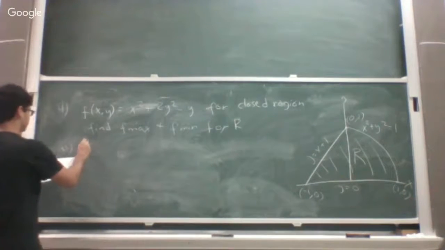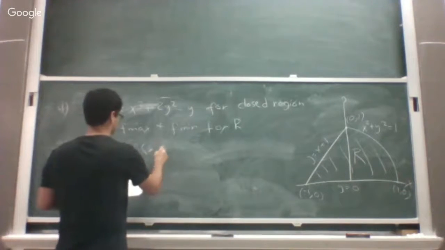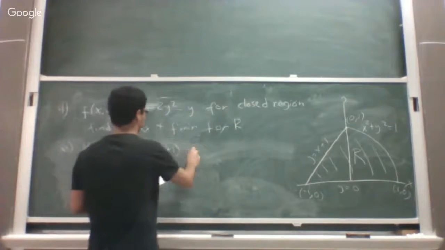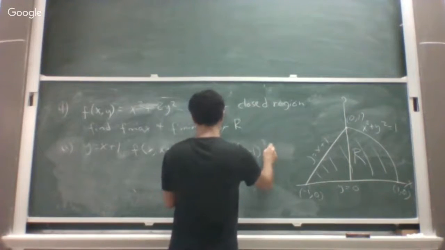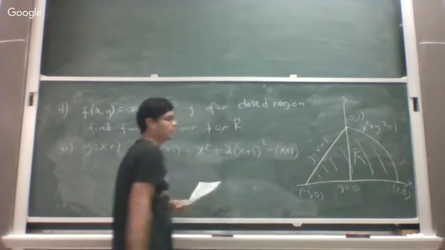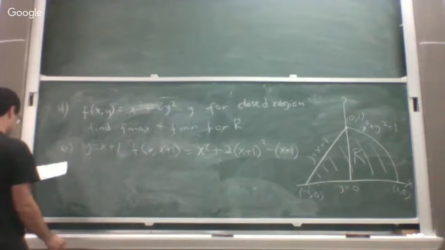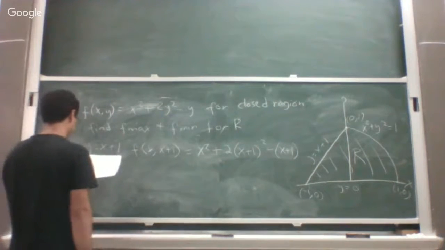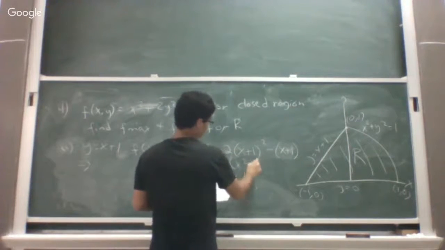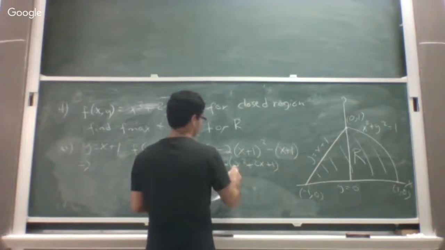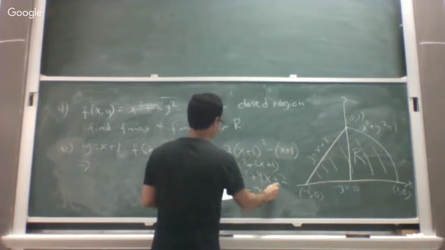So along y equal to x plus 1, that means the function is (x, x plus 1). Now you have to solve it: x squared plus 2 times (x plus 1) squared minus (x plus 1), because we substituted wherever there's a y. Therefore, this is 2 times (x squared plus 2x plus 1), so that's 2x squared plus 4x plus 2 minus x minus 1.